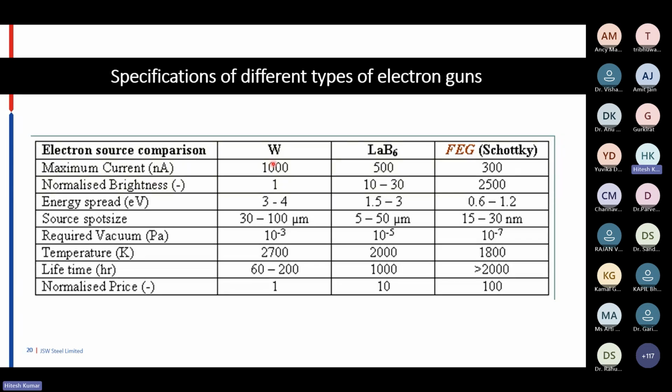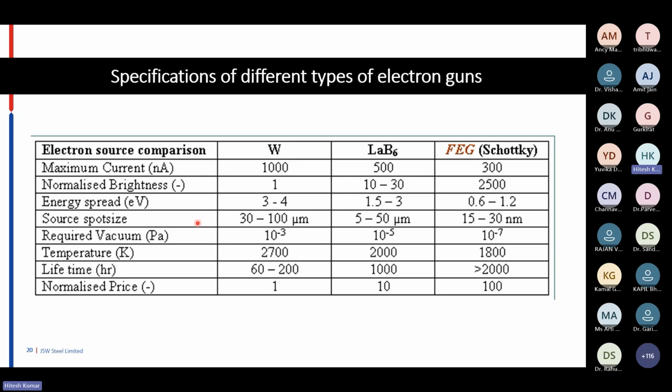The maximum current which we can get in tungsten is 1000, LaB6 500, and FEG Schottky is around 300. Brightness, if you can see, changes by 2500 times in the field emission gun. Energy spread is quite high in tungsten. Because of that, we are not able to resolve the features appropriately. But in field emission, the resolution is quite good.